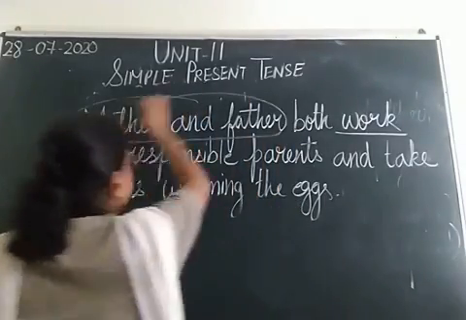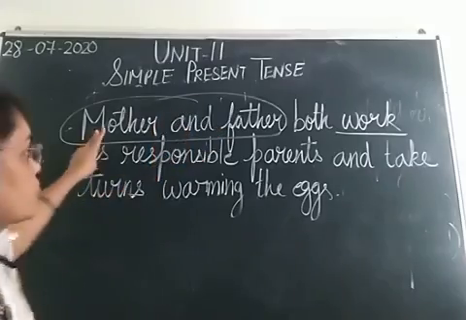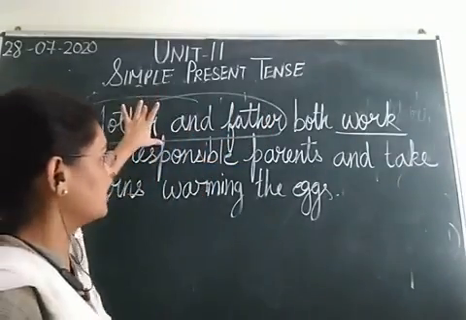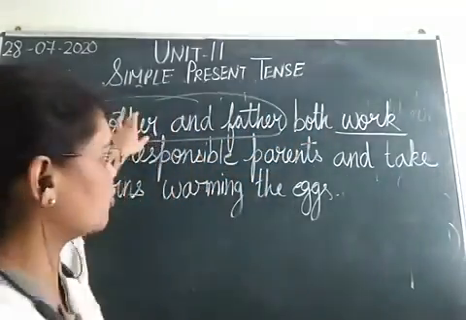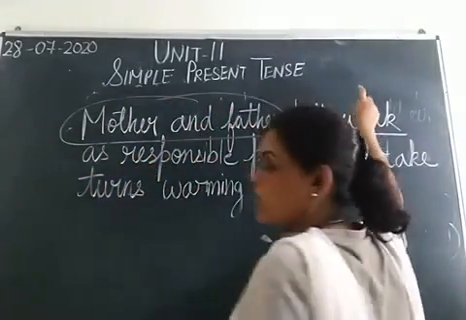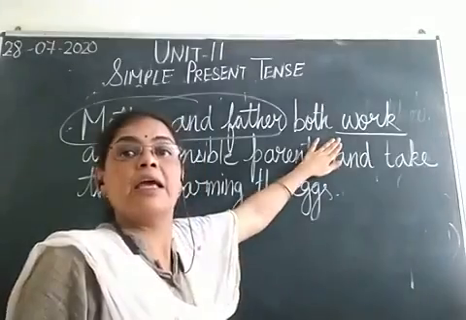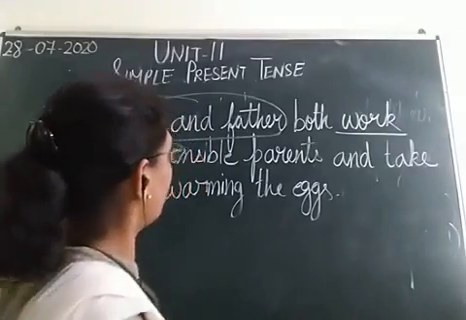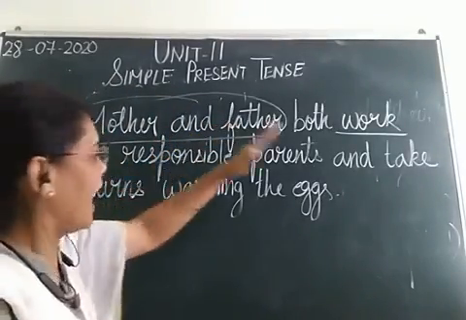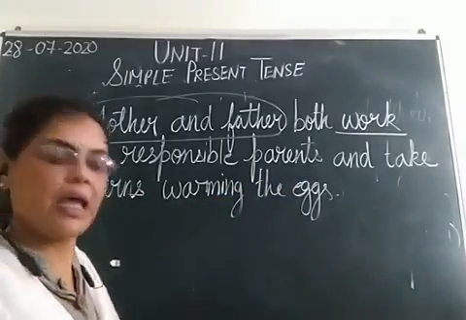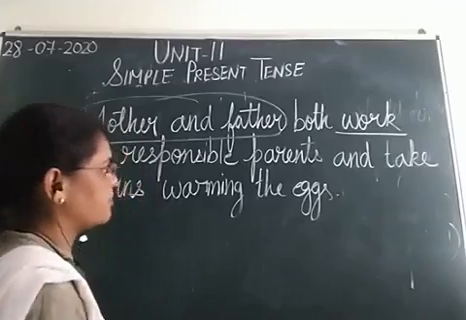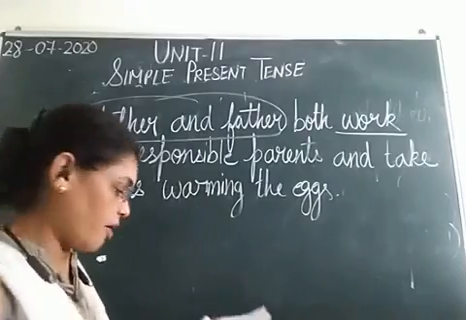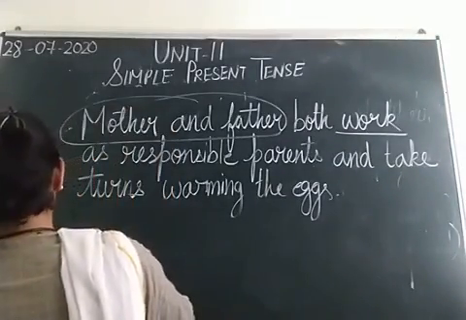Now, mother and father. This is the subject. Which subject? Plural subject. We are talking about two, mother and father. So, plural subject. Both work. Now, with plural subjects, which form of verb will we be using? The root form of the verb without adding s. Fine. So, mother and father both work as responsible parents and take turns warming the eggs. If the subject is plural, children keep in mind, we need not add any s or es to the root form of the verb. We simply use the root form of the verb.